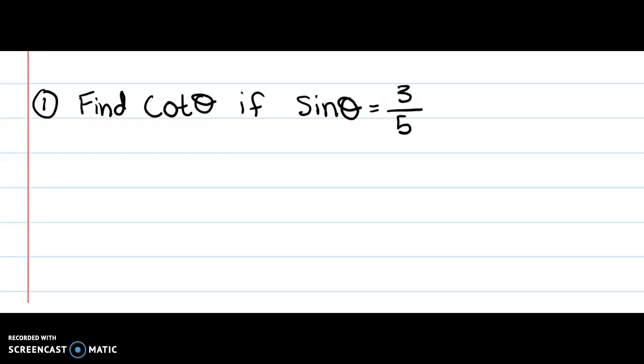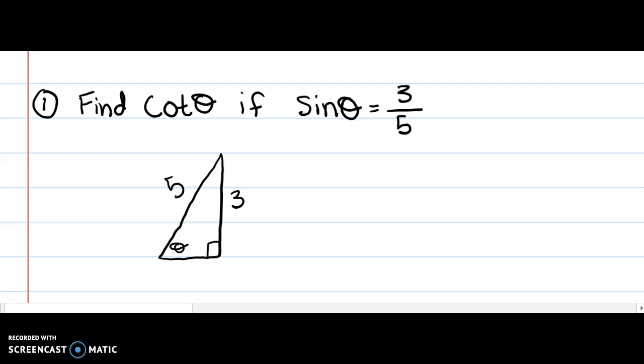Okay, welcome back. So the first thing I'm going to do here is draw a triangle. We have a visual here. Angle here, and let's just say this is theta. Well, we're given sine. Sine of theta is equal to 3 over 5. So remember, sine is opposite over hypotenuse. Here's my opposite. Here's my hypotenuse.